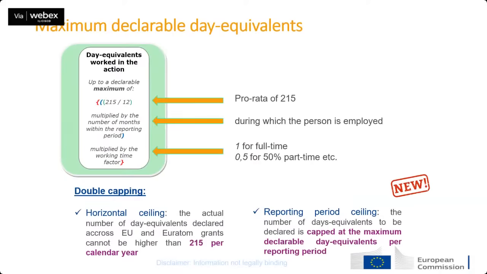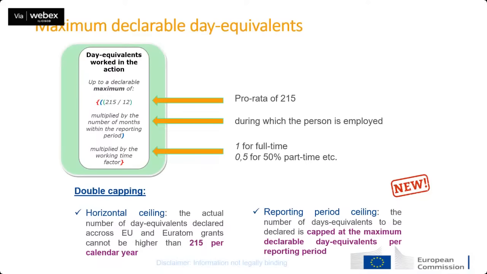Now, about the concept of maximum declarable day equivalence. So the main notion here, and the message that I want you to take from this slide, is that we have a double capping in Horizon Europe. It's a new concept that we have introduced. And what does it mean? Well, it means that we have a horizontal ceiling.